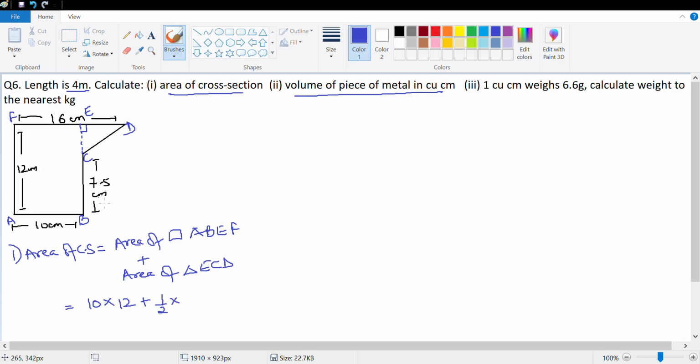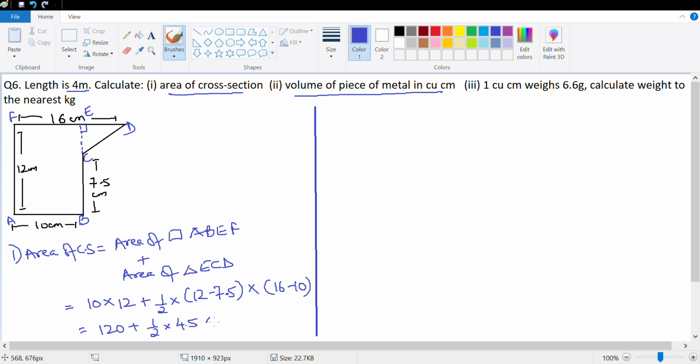So how much is EC? If this 7.5 is done, which means this is 12 minus 7.5 at the base, and the height is 16 minus 10. Let's just do this calculation. So this would be 10 into 12, that's 120, plus 1 by 2 into 12 minus 7.5, that's 4.5, multiplied with 16 minus 10, that's 6.